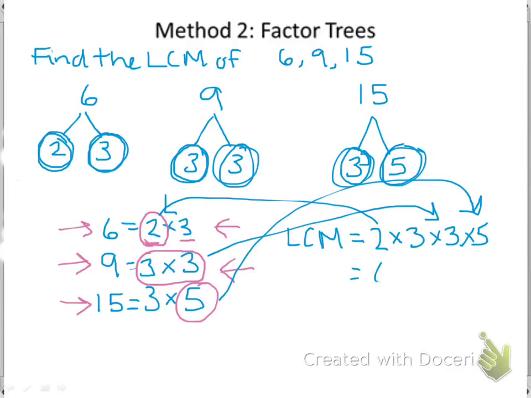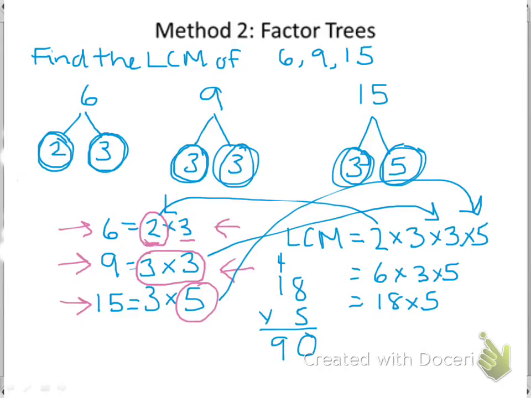All right, let's do that. 2 times 3 is 6. I still have my times 3 times 5. 6 times 3 is 18, and then I still have my times 5. And 18 times 5 I'll do right here. 5 times 8 is 40. 5 times 1 is 5, plus 4 is 9. So the least common multiple of 6, 9, and 15 is 90.